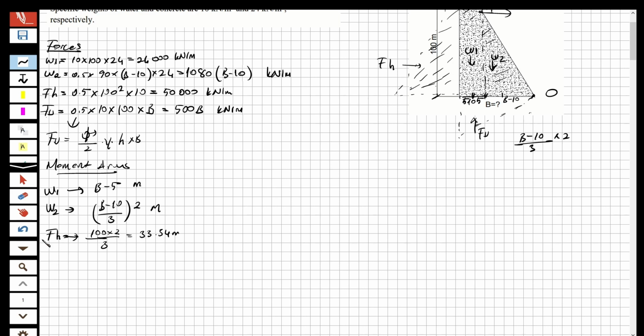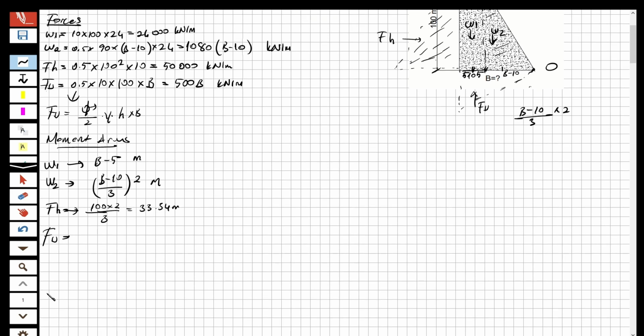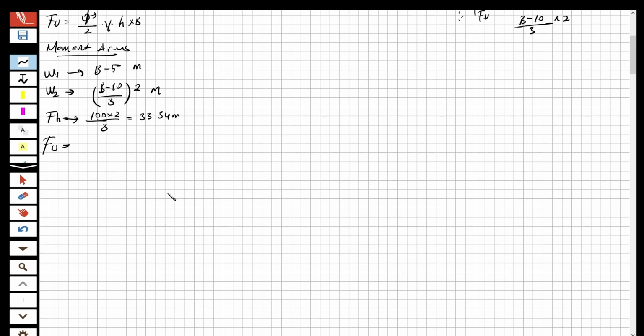So now let's do it for the uplift force. For the uplift force, look at here, this shape is triangular, so the moment arm is going to be 2/3 of B. Let's write it here, 2/3 of B. Okay, this one is for the uplift force.